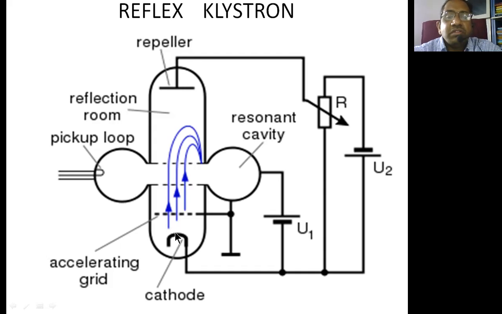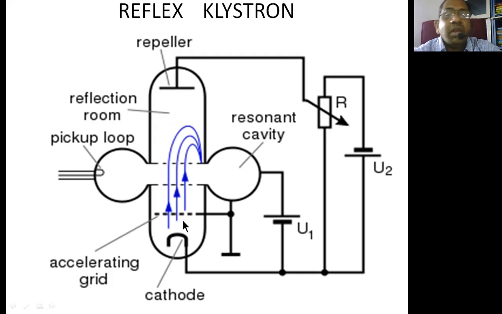Now here, the electrons are also negatively charged particles. These electrons are going to get accelerated towards this resonant cavity because of the attraction force of the cavity, which is positively charged. At the same time, as the electron is moving in this repeller space, which is totally negatively charged, the electrons will not really hit the repeller. They are simply going to get reflected back into the resonant cavity because of the high repulsive force of the repeller electrode. Because of this repulsion force, these electrons get accumulated at a particular place.